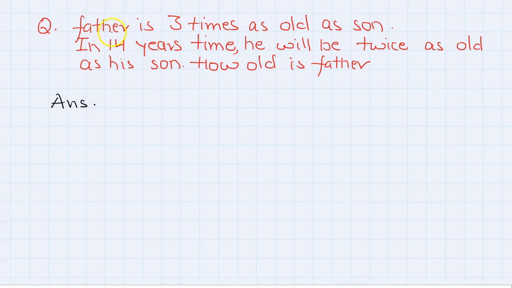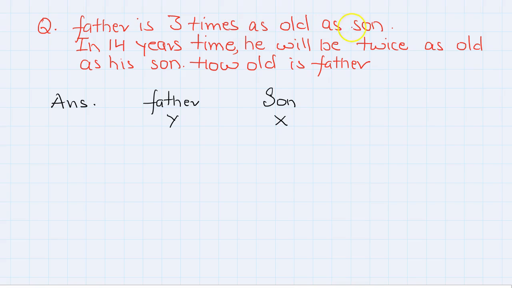Now let's take another example. These are very common questions where the age of the father and the son is given and the relation is told in words. You have to form the equation and solve it. Here the question says the father is 3 times as old as his son. So for that we have to make the equation. Let's say this is the father and this is the son. Let's assume the age of the father is y and the age of the son is x.